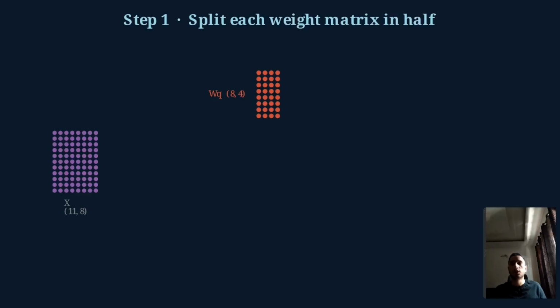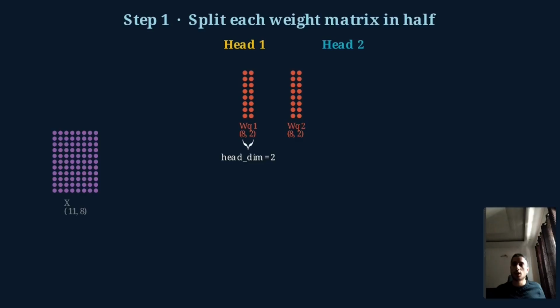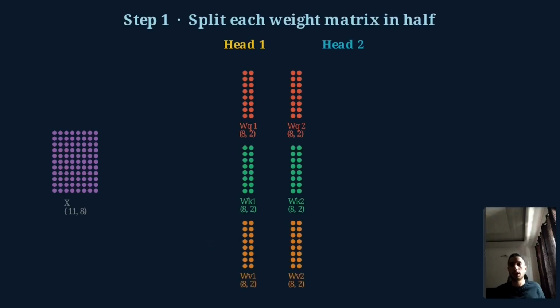Okay. So we take our query matrix, which is 8 by 4, and we're going to split it into an 8 by 2 and an 8 by 2 matrix. So see this split, we applied this split on the key matrix as well as on the value matrix. When we are done with this, we get 2 heads. We get weights for 2 separate heads now.